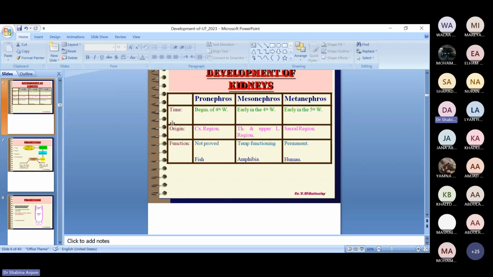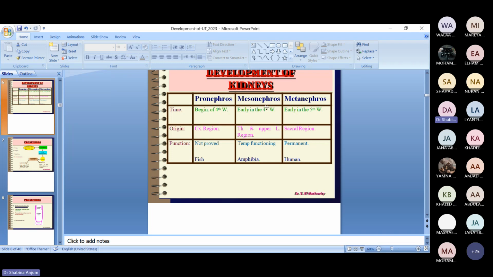Next we have the pronephros. What happens to the pronephros? It will start at the end of the third and beginning of the fourth week. And it will be present in which region? Cervical region. Its function is not proved. In lower animals like fish, you will find this type of kidney.